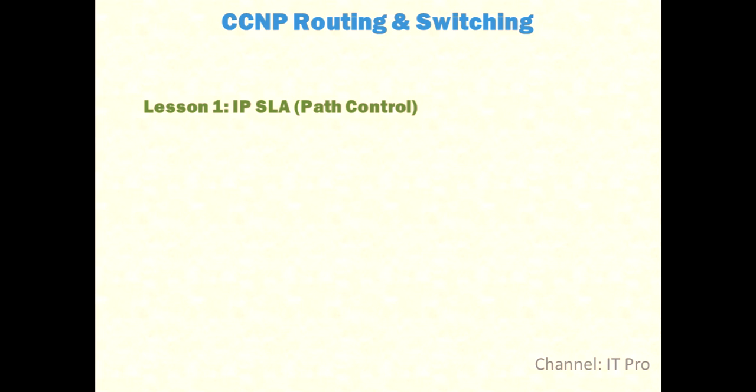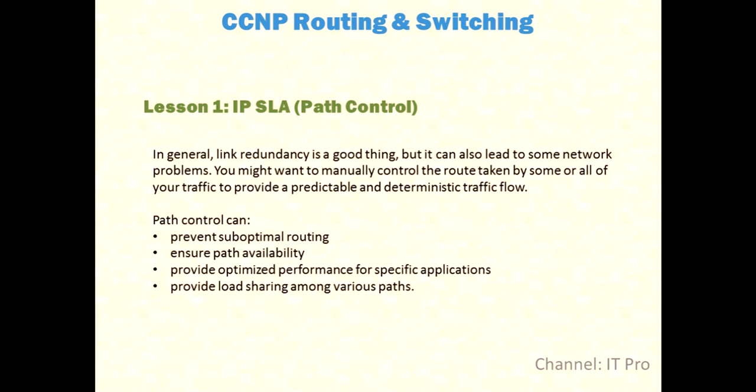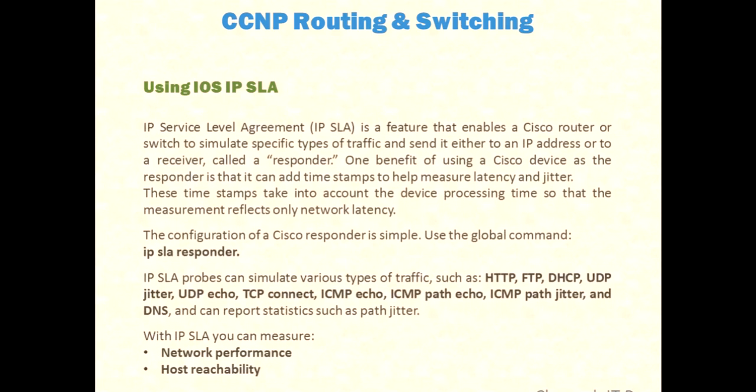The first lesson is IP SLA. In general, link redundancy is a good thing, but it can also lead to some network problems. You might want to manually control the route taken by some or all of your network to provide a predictable and deterministic traffic flow. Path control can prevent suboptimal routing, ensure path availability, provide optimized performance for specific applications, and provide load sharing among various paths using IOS IP SLA.